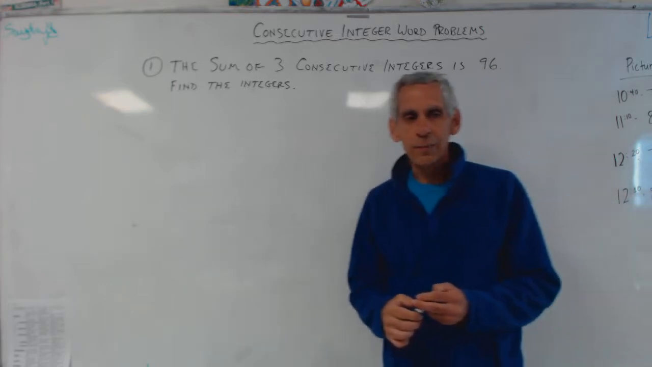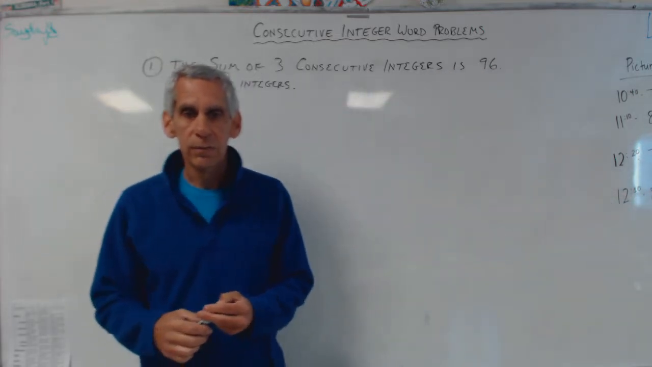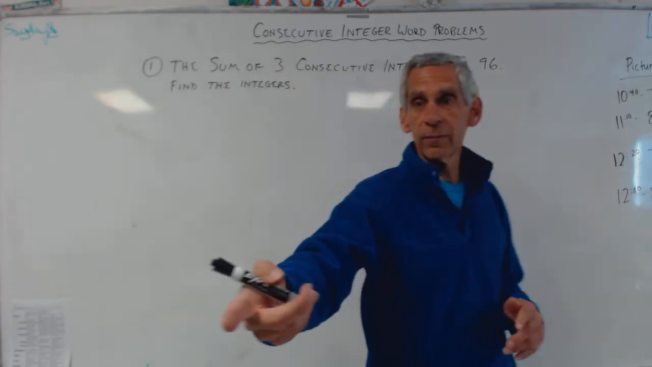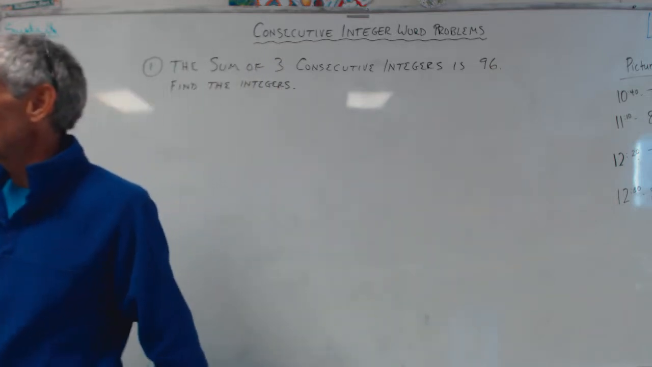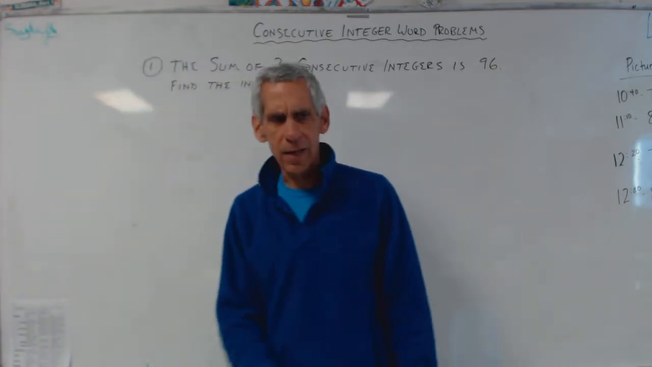All right, so give me an example of 3 consecutive integers. 8, 9, and 10. 8, 9, and 10. Another example. Negative 1, negative 2, negative 3. Another example. 8, 9, 10. Exactly what I just said.